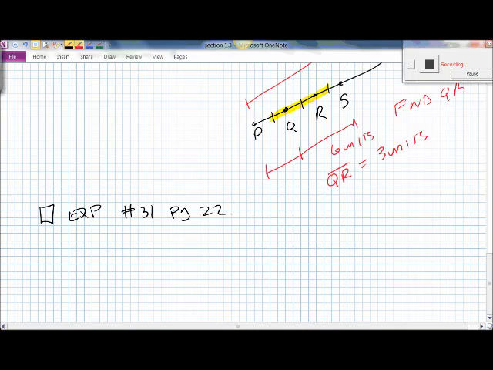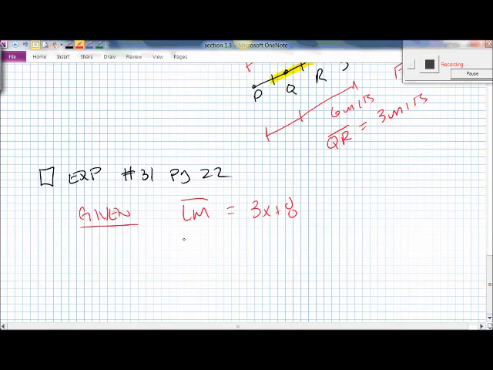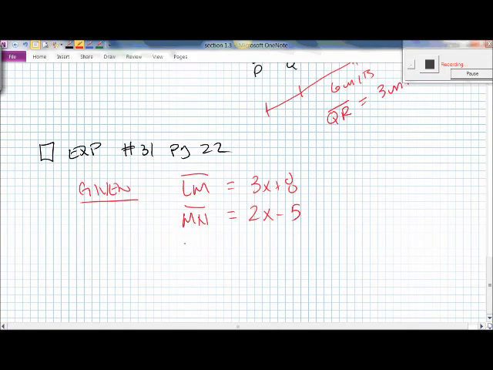You're given a few things. Can someone tell me what you're given? What are you given on number 31? Line segment LM is how much? 3x plus 8. Yeah. What else do I know? Line segment MN is how much? Thank you, 2x minus 5. And I also know that LN equals 23.